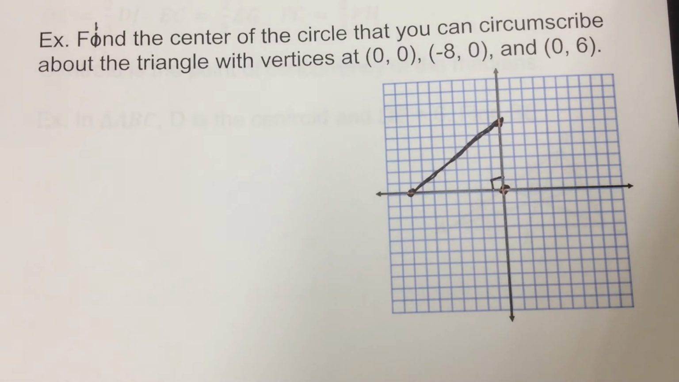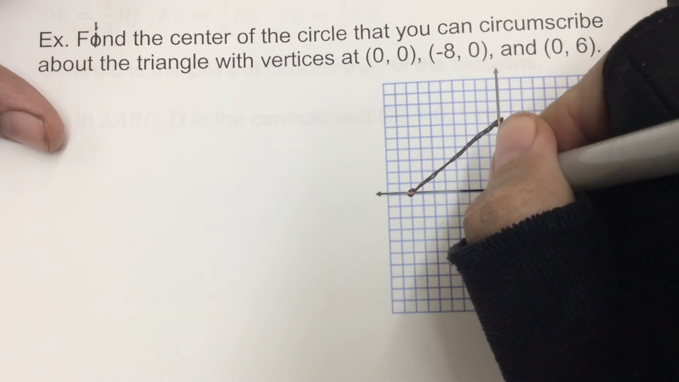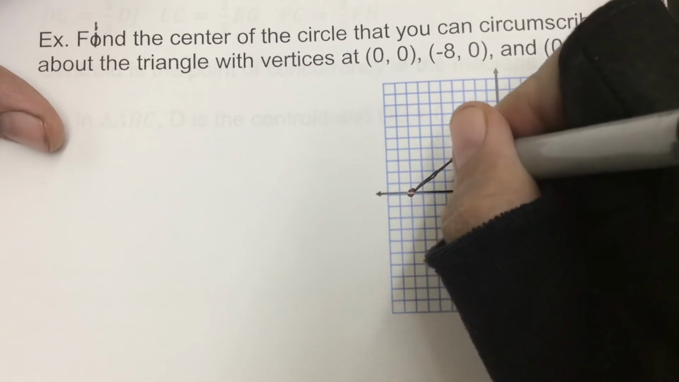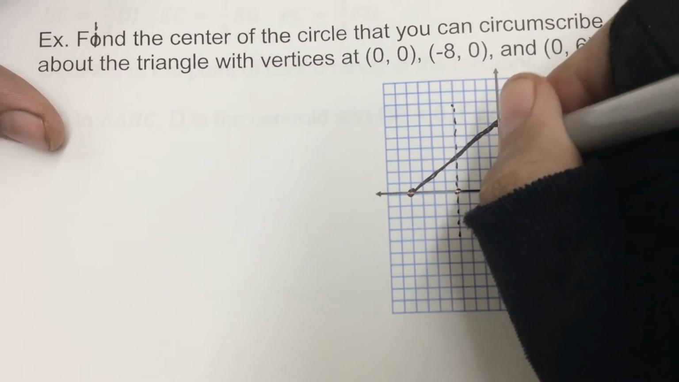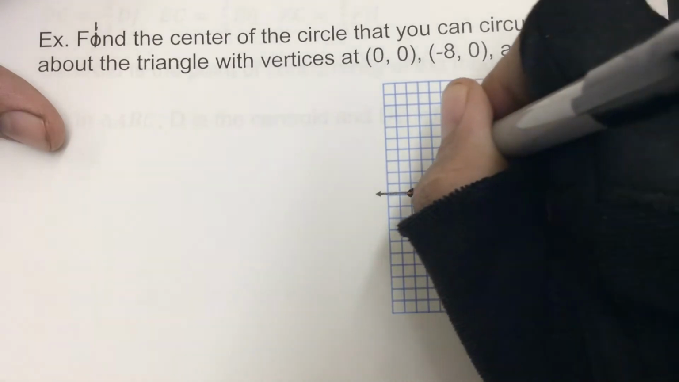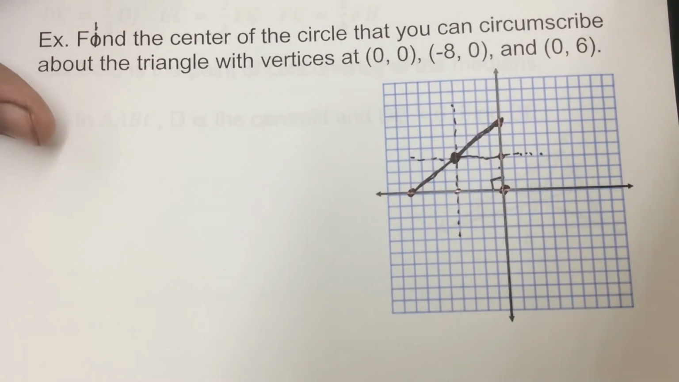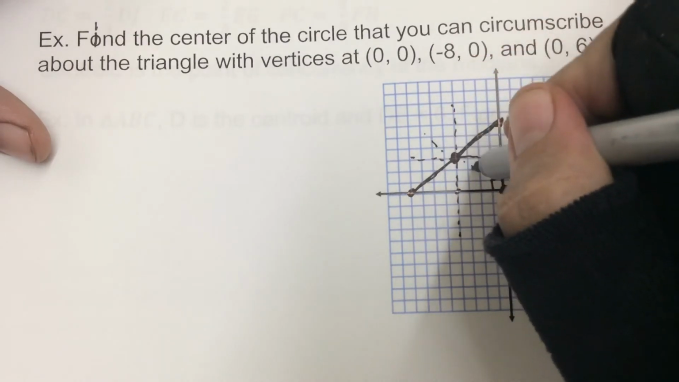So to be circumscribed, we're looking for that circumcenter, which is the point where all the perpendicular bisectors come together. So the perpendicular bisector here would go through the midpoint. So 1, 2, 3, 4. And it would be a dashed line cutting through there. This side's midpoint, 1, 2, 3. Again, a dashed line cutting through there. So right here is going to be our circumcenter. Now, it would probably be cutting through something like that.